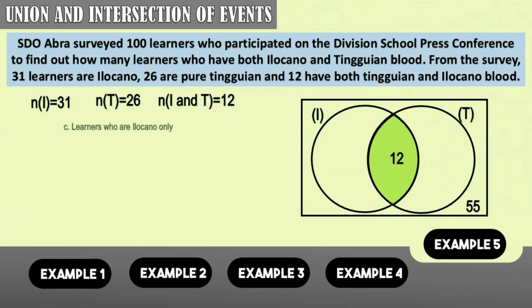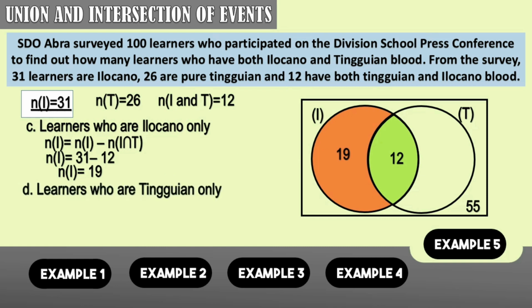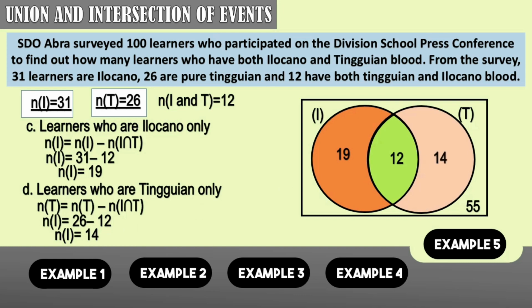Let us solve those who are pure Ilocano. Using the second step, subtract the given number of Ilocano by the intersection. That is, cardinality of I is equal to cardinality of I minus cardinality of I intersection T. We have 31 minus 12 from the given is equal to 19. Therefore, there are 19 pure Ilocano learners. While Tingyan, doing the same step, 26 minus 12 from the given equals 14. Means there are 14 pure Tingyan from the 100 learners.